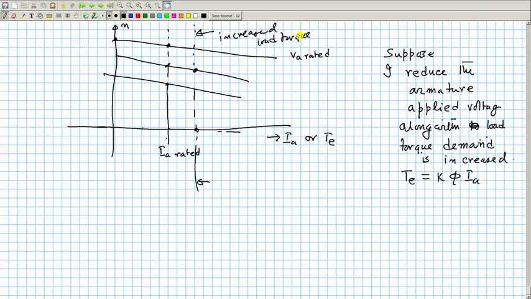Got the point? Therefore, the armature voltage control method or the armature resistance control method, both these methods will be most suited for constant load torque, because then everything is so nice. At rated current I will always pass and I will be running the load at different speeds. I am controlling the speed.